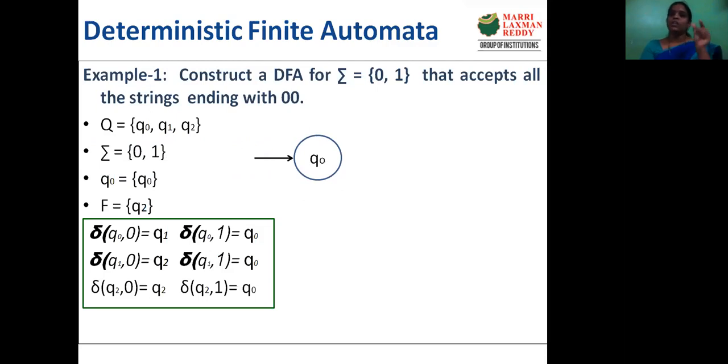Now the condition that is given is, suppose the string is 0, 0 itself. When this finite automata is in Q naught, if it moves to the next state on the input symbol 0, then it is producing the state Q1. Now 1, 0 I got here. That means we have arrived at a 1, 0 input symbol. Then another 0 we have to process.